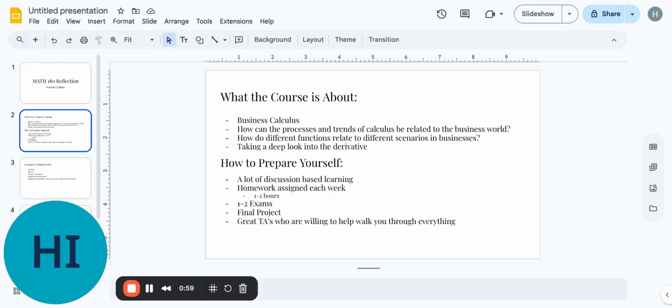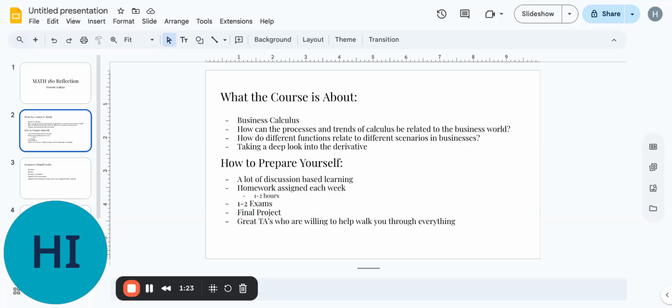How to prepare yourself. These are a few points that I have down. I'll definitely be ready for a lot of discussion based learning. We did a lot of discussion in class, so I'd be prepared to do that. We did have homework assigned each week. Depending on the week, it took me about 1 to 2 hours. But if it was a week where we had 5 or 6 assignments, then it would probably take me about an hour each day.